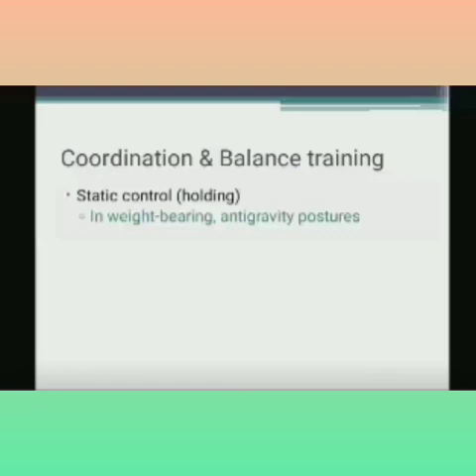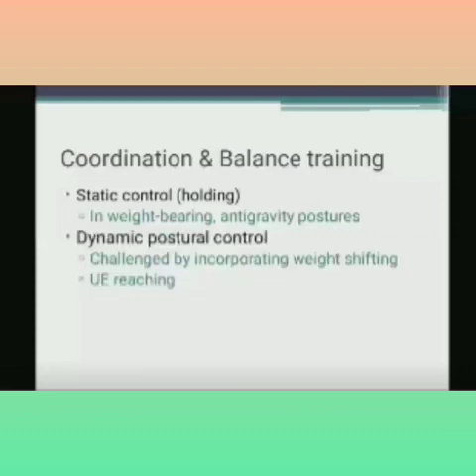That means the patient may be free, but when they are going to reach for something, they may fall. They are not able to maintain the balance. So you need to work on dynamic postural control also by incorporating different weight shifts. Like the patient can shift weight from one leg to another leg, or when sitting, from one buttock to the other buttock, keep changing posture. All those activities will help in improving the dynamic balance.